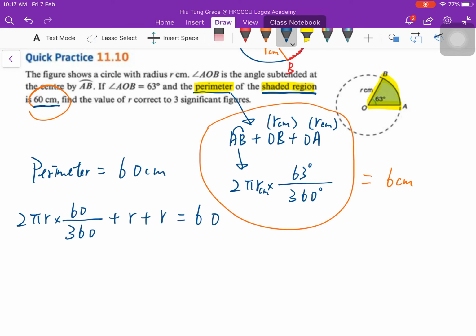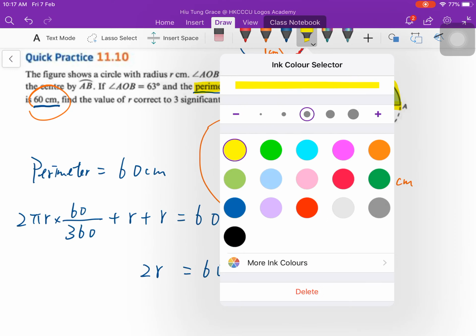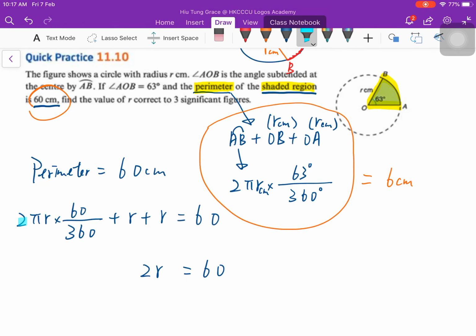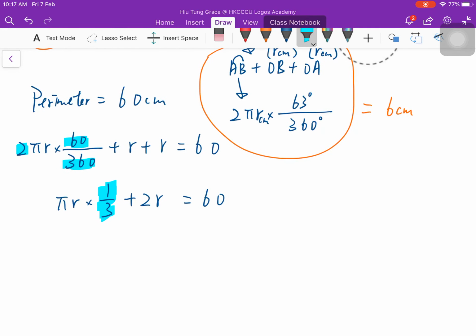Alright? So to simplify this equation, first of all, r plus r, we can make it 2r. And you can use a calculator to calculate what is 2 times 60 over 360. Okay, let's do it together. So it's 1 over 3. That means pi r times 1 over 3 plus 2r is equal to 60. Right? This seems very complicated. So how can I keep solving it?